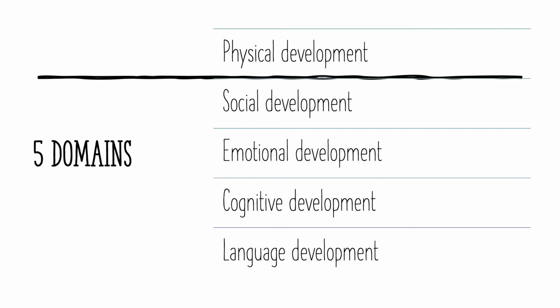So our 5 domains, we've got our physical development, our gross and our fine motor. We've got our social development, which encompasses lots and lots of learning with our early years. We've got our emotional development, which is very tied to our social development. We've got our cognitive development, which of course is all of our knowledge-based things that we want the children to develop. And we have our language development, which is absolutely crucial in our early years. And that's where we start to really see our differences between students and children in our care.